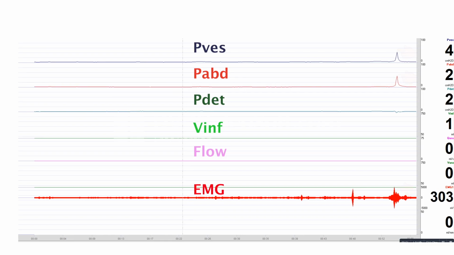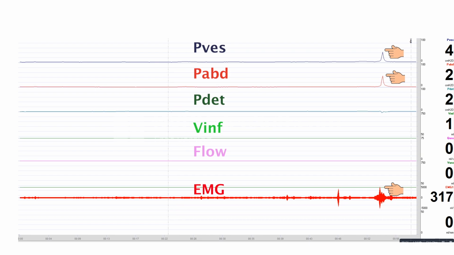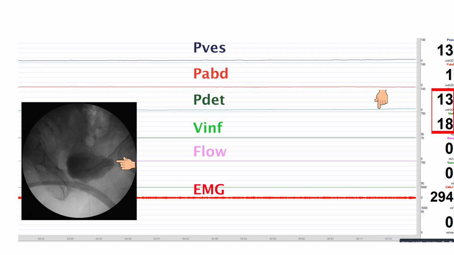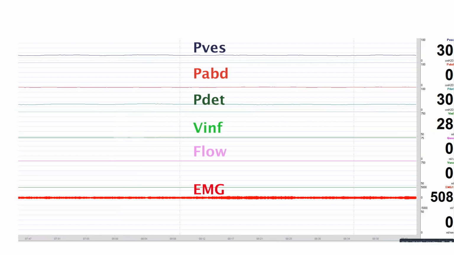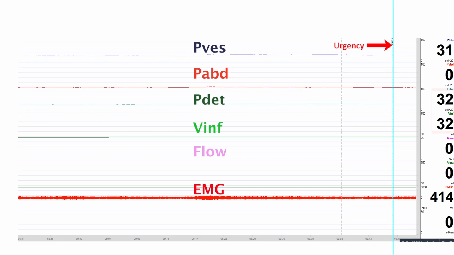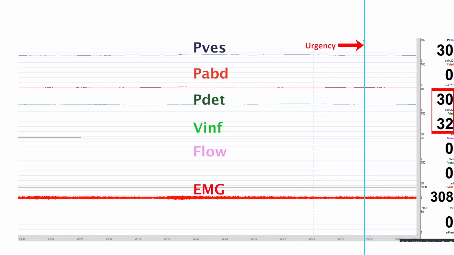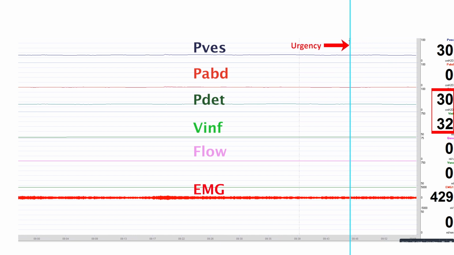Quality control is good and the EMG is registering well. We can see that with hardly any filling, the detrusor pressure has started rising. The bladder outline looks irregular. The detrusor pressure is 30 centimeters of water with only 28 cc filling. Patient is now reporting urgency and pain. She says she will be unable to hold any longer.